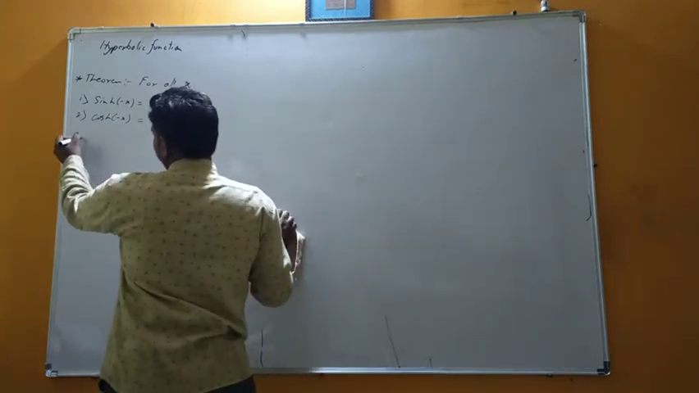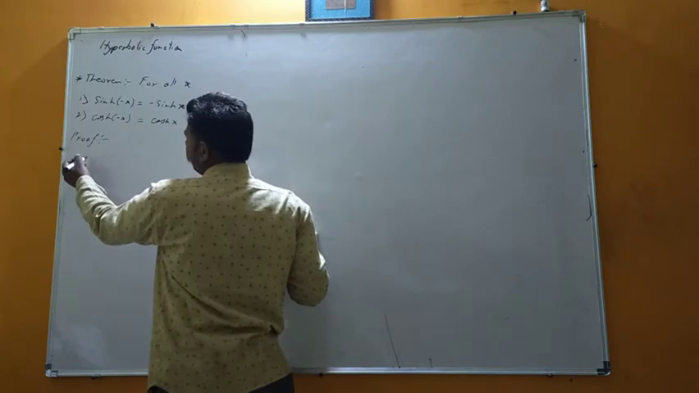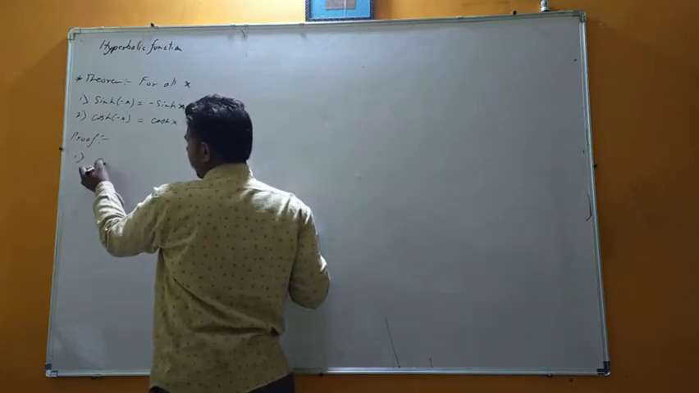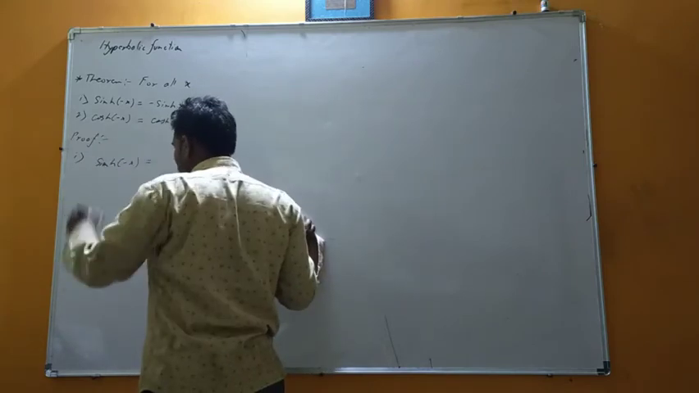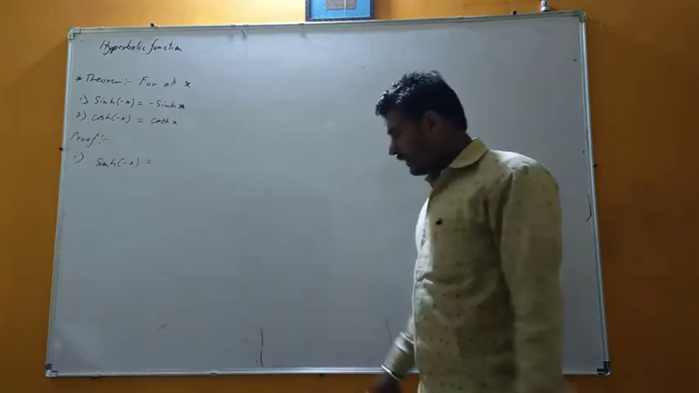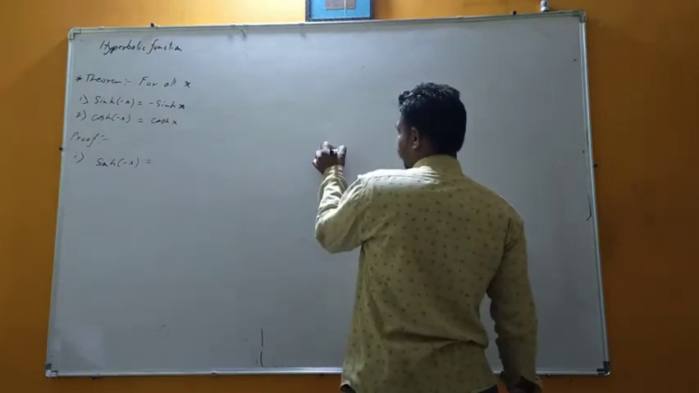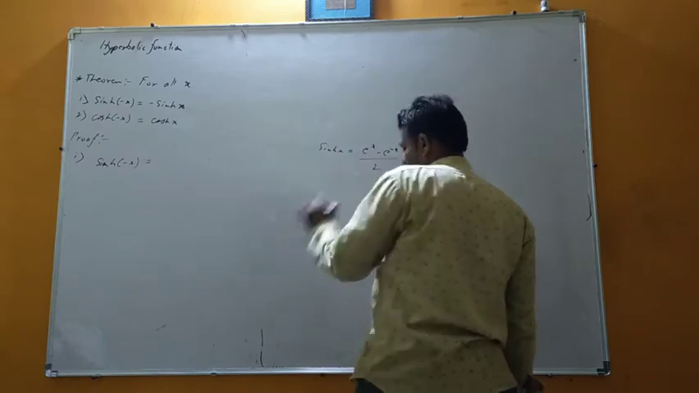So let us try to prove it. So we know that the one we are trying to prove is hyperbolic sine of minus x. We know that hyperbolic sine of x is nothing but e raised to x minus e raised to minus x upon 2.